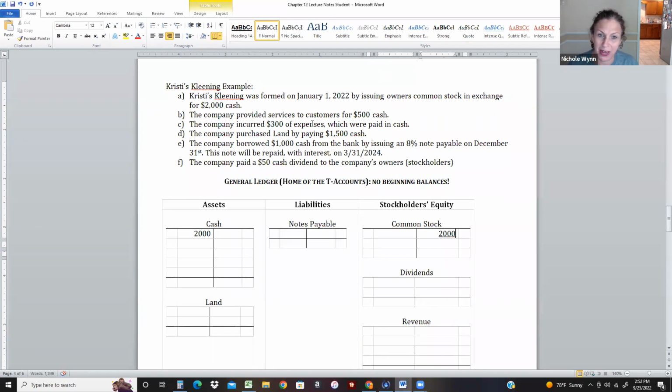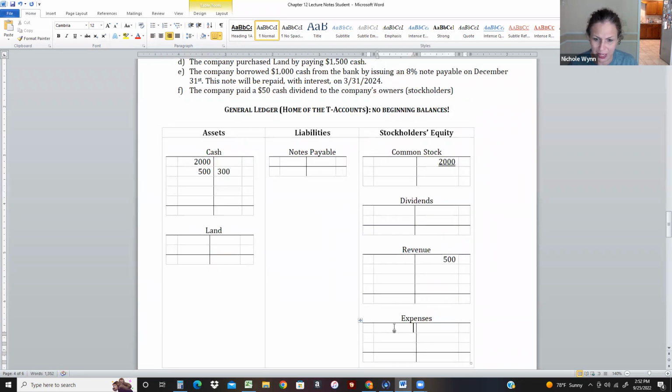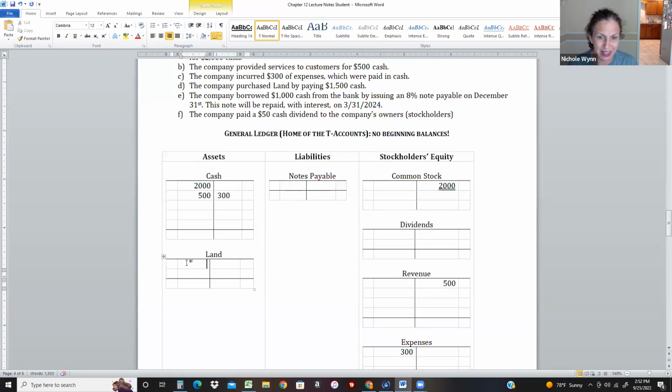The next thing we're going to do is we're going to provide services to customers for 500 cash. So we're going to receive cash, and that is revenue. So I debited cash and I credited revenue. We also incurred expenses and we paid cash. Paid cash, credited cash, debit expenses. Letter D, we're going to buy land, pay cash. So when I buy land, I debit land because land is an asset and it has a debit balance, and I paid cash. So cash is a credit.